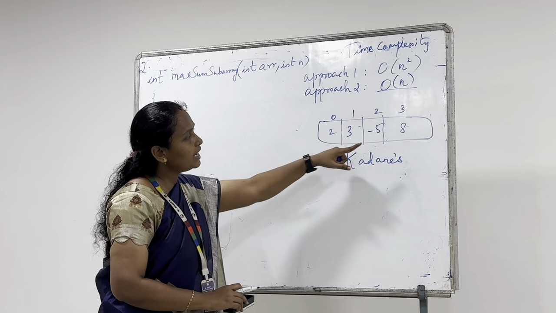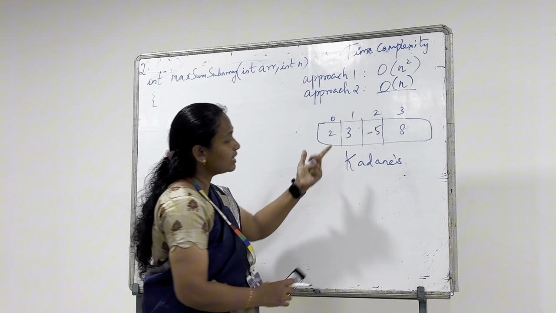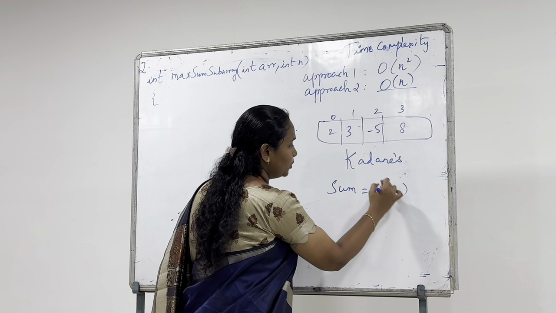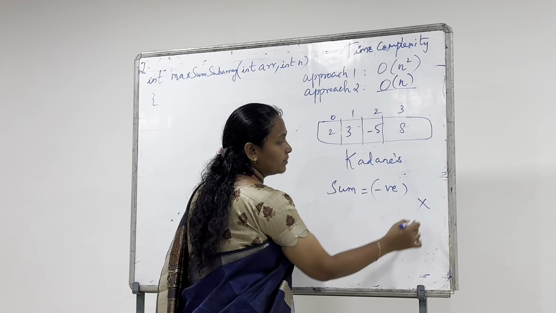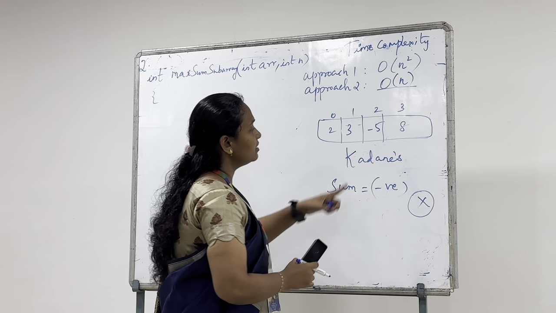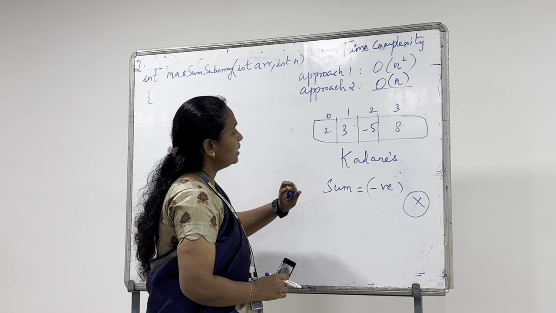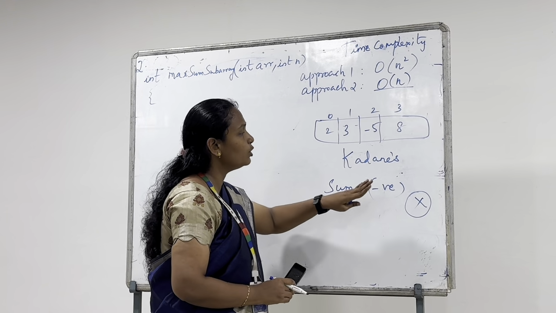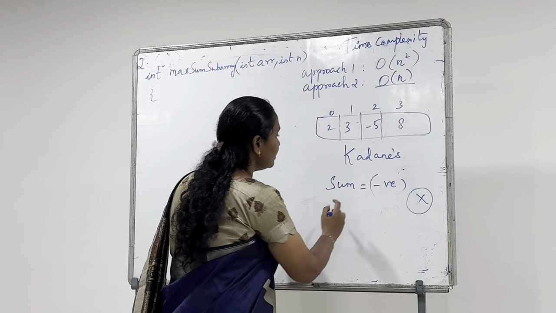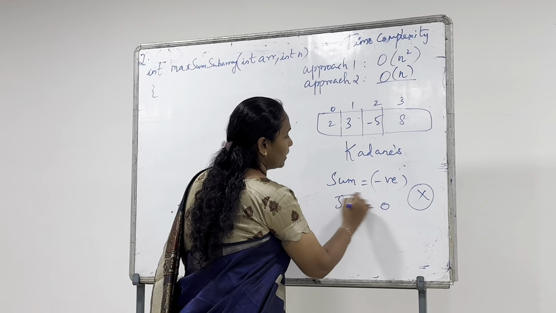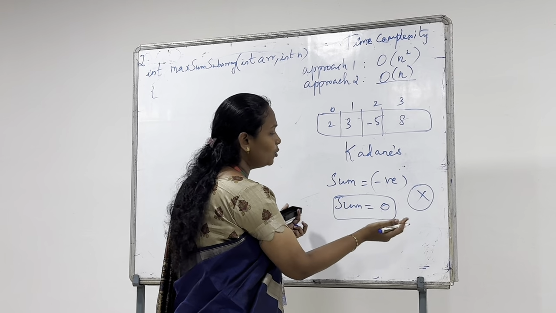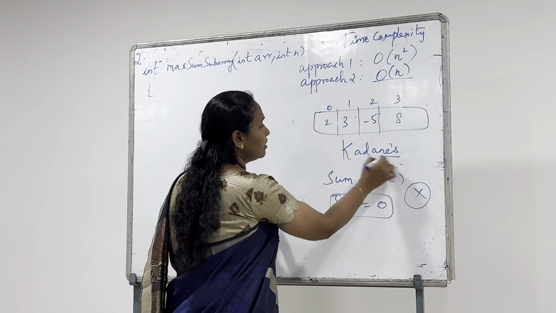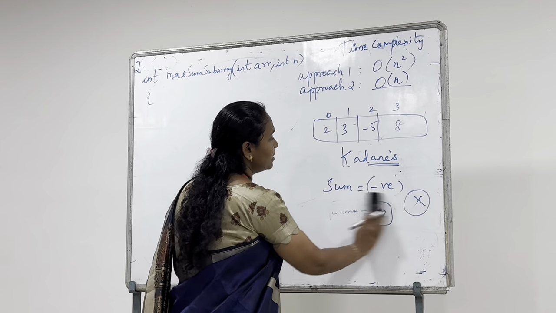And if the sum is negative, any negative value, then we are going to omit it. That is the main thing in Kadane's algorithm. The important thing to note here is that the sum should not be negative. If the sum is negative, we are going to omit that. How do we omit that negative value? We make the sum 0, and we can omit it. So this is the main objective of Kadane's algorithm.